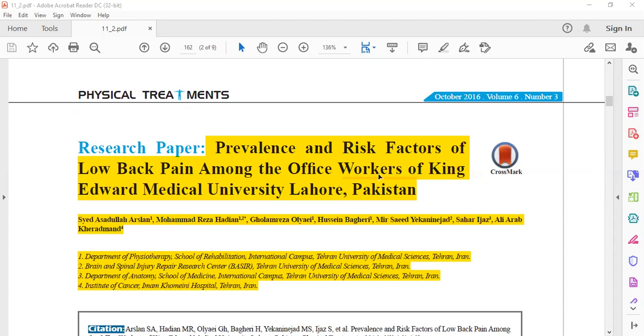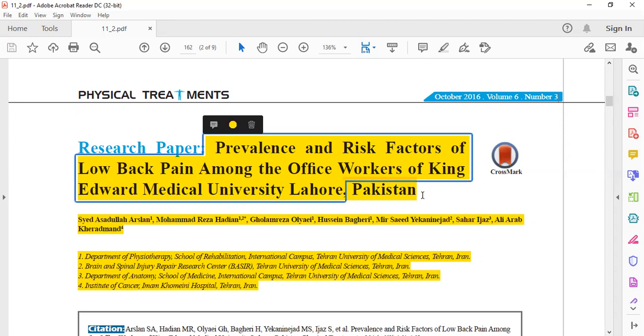First of all, here is the name of the journal in which you have published your research paper. Here is the date, October 2016, volume 6, number 3, when your research paper was published, the year name, and here in this yellow box, the title of your research paper is clearly mentioned. So, if you search for any research paper on Google Scholar or on the internet, it will look like this.